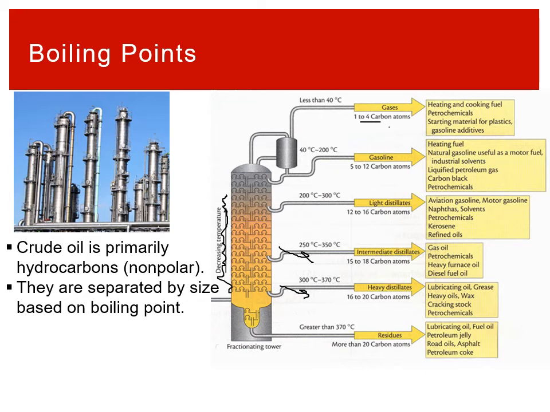And so this column is an idealization. One of these columns uses a pretty small temperature gradient. And that's why there are so many columns at a given plant, to get really fine separation of all these different compounds.